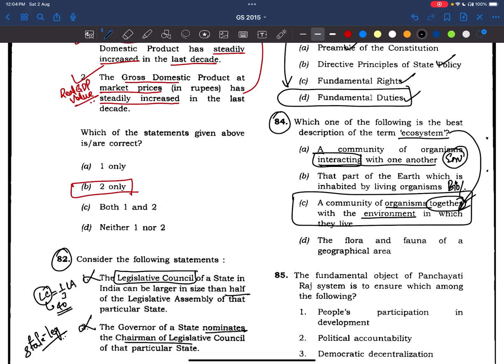Now let's see the last statement also. The flora and fauna of a geographical area. No, this is not the ecosystem. Answer is C.